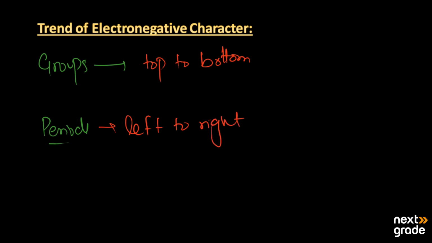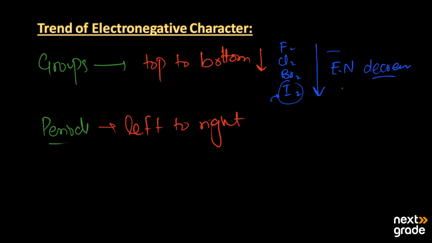So when we move from top to bottom in the group, we have a simple example like fluorine, chlorine, bromine and iodine. These are found in the combined state, fluorine to iodine. As the atomic size increases, the attraction for the added electrons decreases. So the electronegative character decreases down the group when we move from top to bottom.